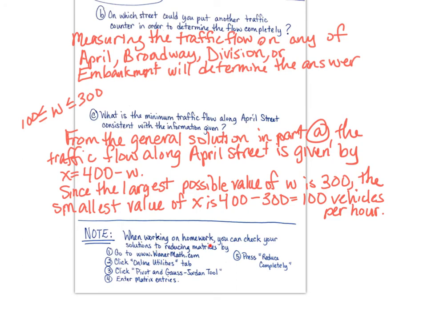Okay, now there's one last thing to note. When you're working on your homework from this section, you can actually go and check your solutions to reducing matrices by going to www.waynermath.com. You can click online utilities, that tab, and click pivot and Gauss Jordan tool. Enter your matrix entries and then press reduce completely. This is just a method where you can check them. All right, that's it. Applications of systems of linear equations.